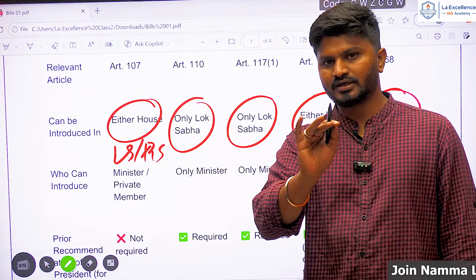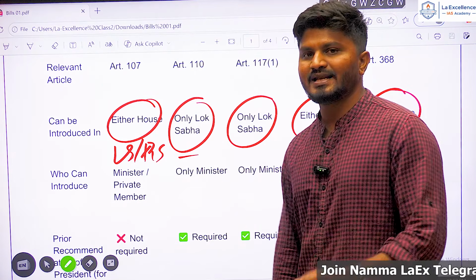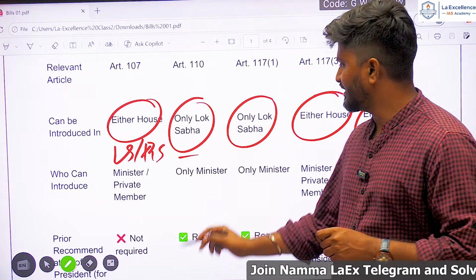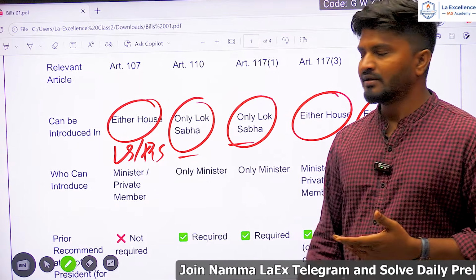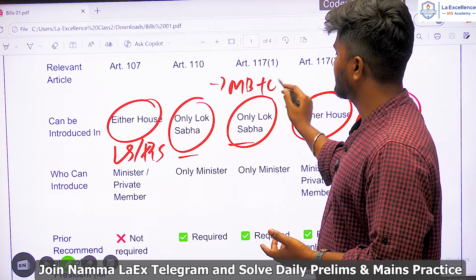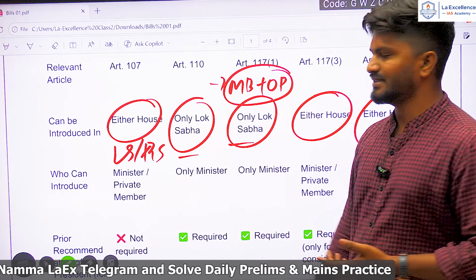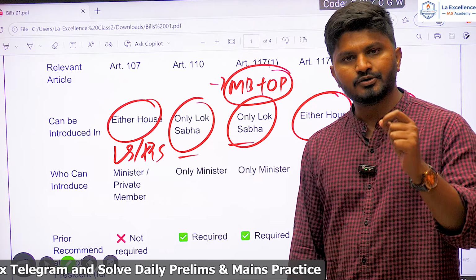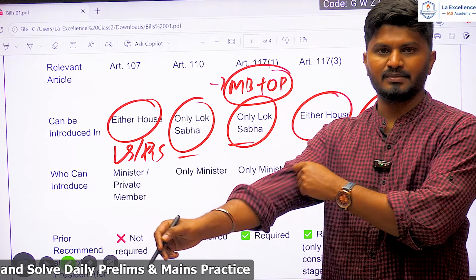The very important thing here is that money bills as well as financial bill type 1 can be introduced only in Lok Sabha. Financial bill is basically money bill plus other provisions, money bill plus other provisions. As a result, it can be introduced only in Lok Sabha.